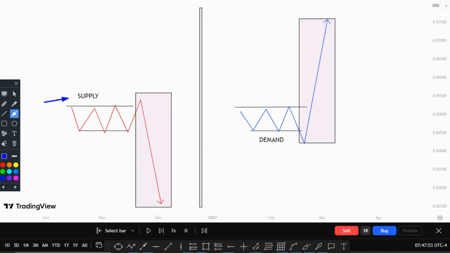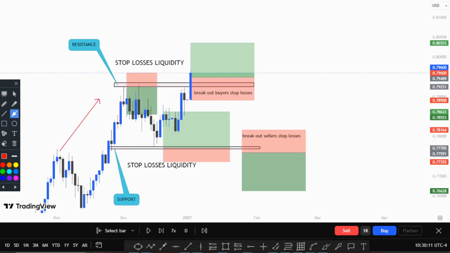Let's understand supply and demand zones and the psychology behind their foundation. Supply and demand are zones in the market where significant selling and buying have taken place, hence causing aggressive price movements. These aggressive moves can only be caused by institutions stepping into the market. Let's see how these zones are formed.